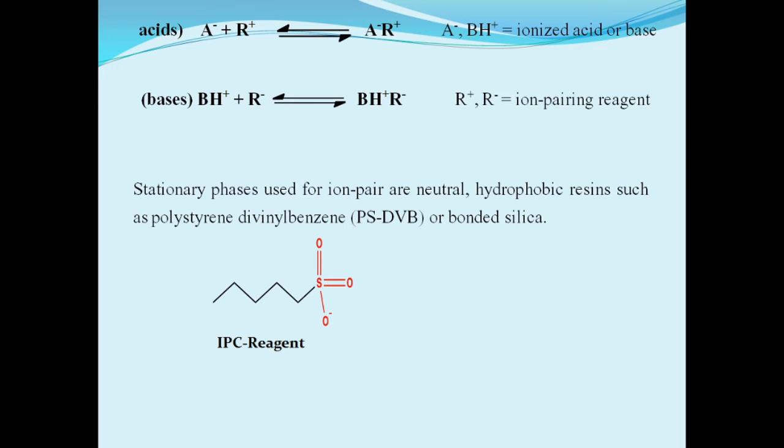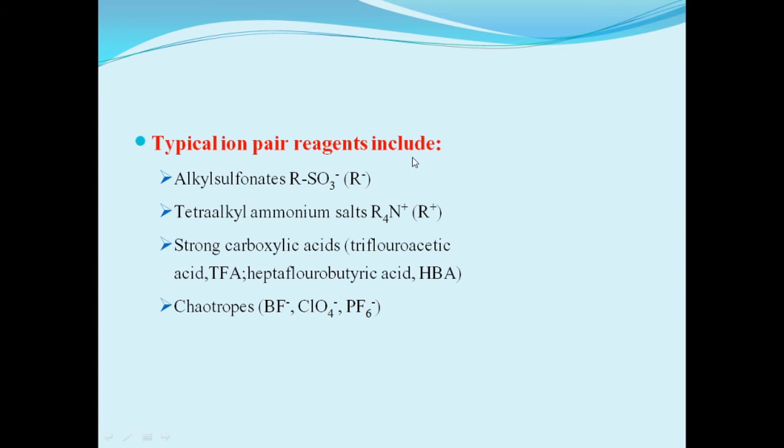Alkyl sulfonate. A typical ion pair reagent includes alkyl sulfonate, RSO3 minus R minus. In this alkyl sulfonate, R minus is the ion pairing reagent. Tetra alkyl ammonium salts, R4 N plus R plus. In that case, R plus is the ion pairing reagent.